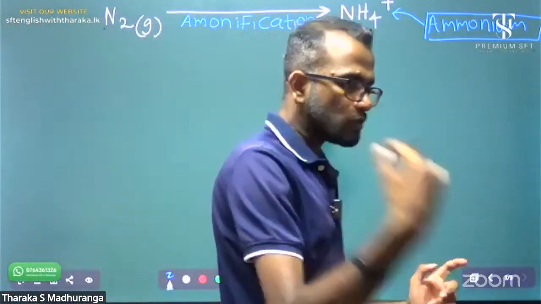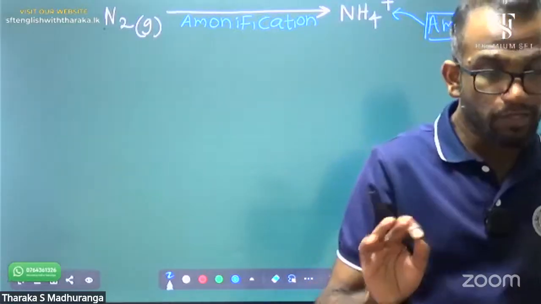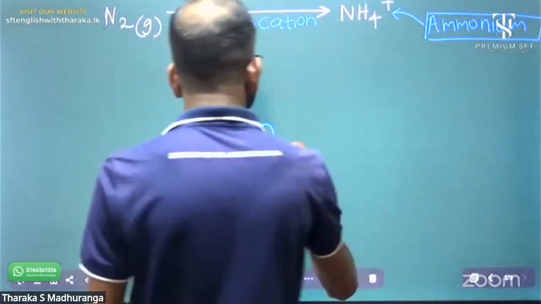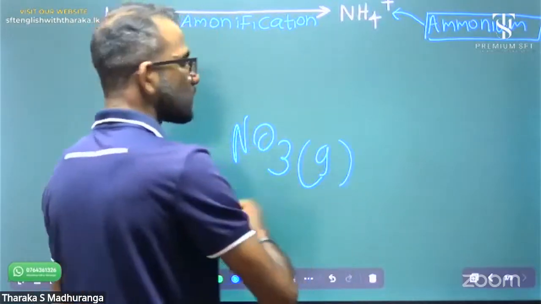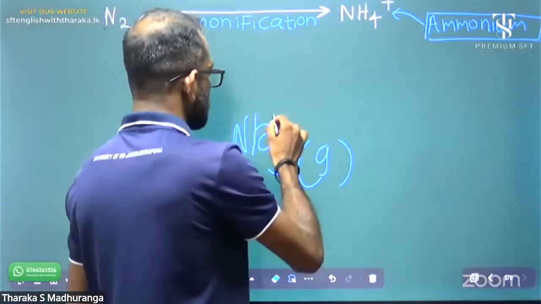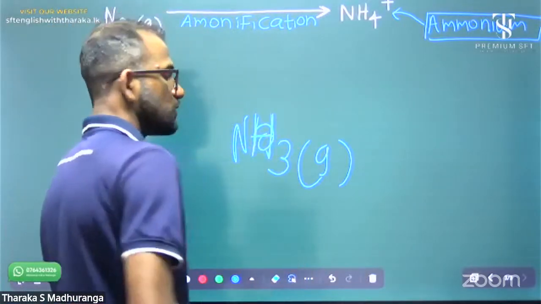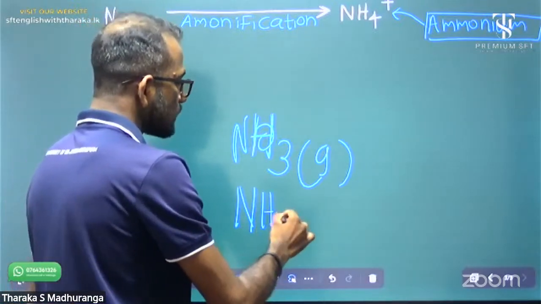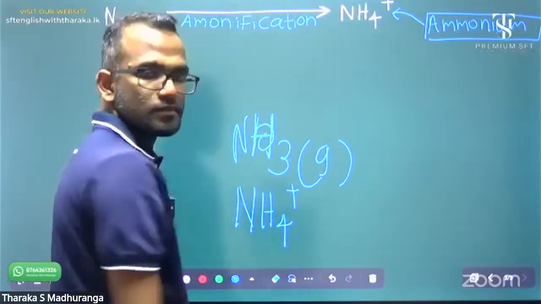Nitrogen gas is converted into ammonium. Not ammonia, ammonium. Ammonia is NH3, a gas. Sorry, ammonia is NH3. Ammonium, NH4, is an ion. Ammonium is a plus ion.